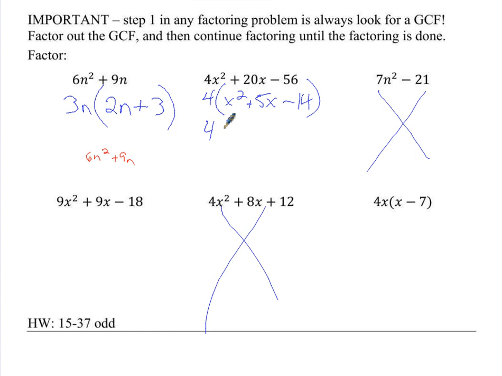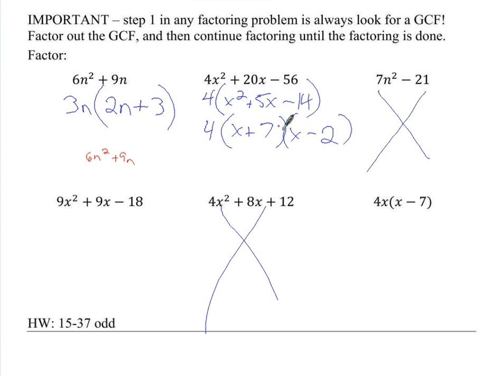We have 4. This is going to break then into my FOIL problem. I'll have x and x. My two signs must be, one's positive, one's negative. And now I need two numbers that multiply to give me negative 14 and add to give me positive 5. 7 and 2. 7 has to be the bigger number, so it has to be the positive one. And then the negative 2 is the little one.